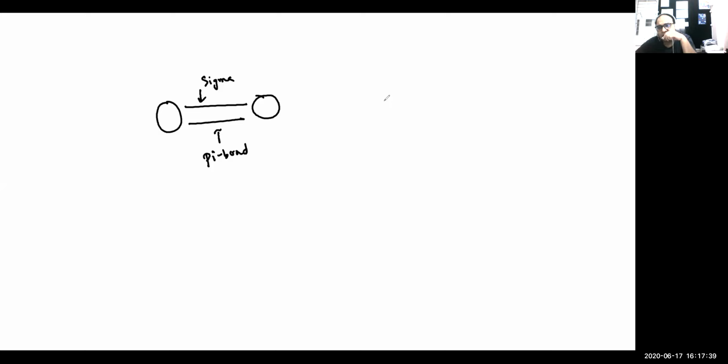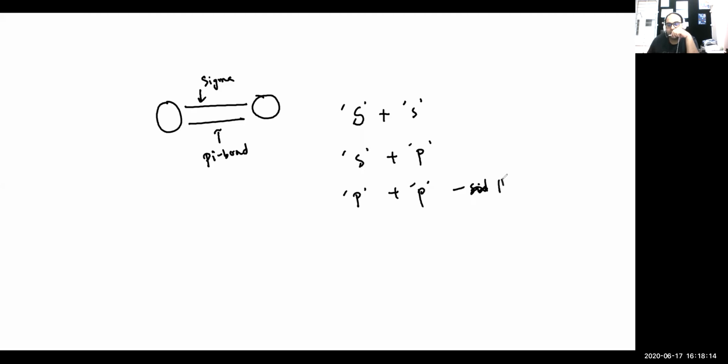What is called a sigma bond? If it has a sigma orbital and a pi orbital, then why is it still called a sigma bond? For sigma bond formation there are three combinations: an S overlapping with an S, an S overlapping with a P, and a P overlapping with a P, but this has to be head on overlap. This is head on overlap.